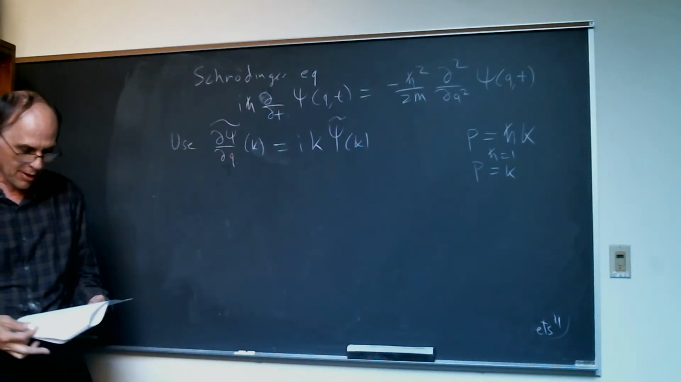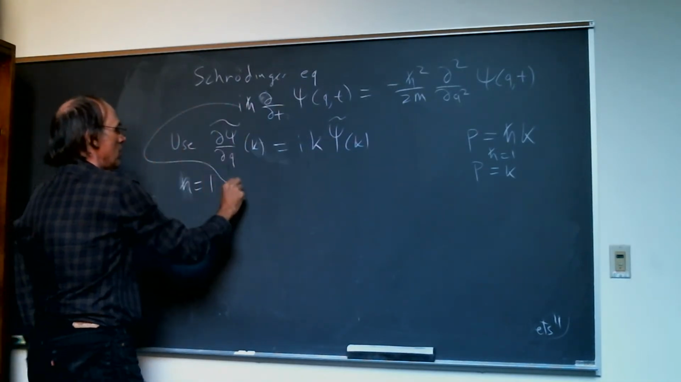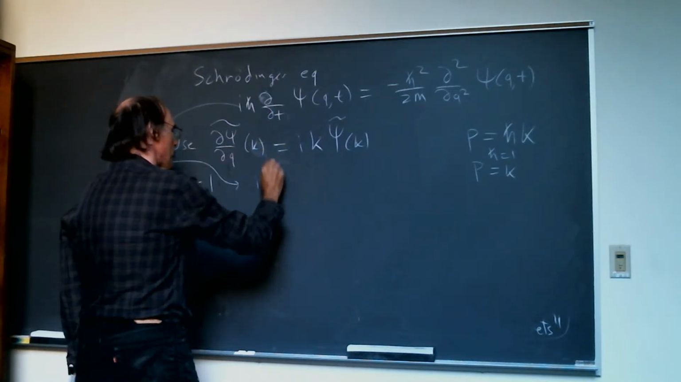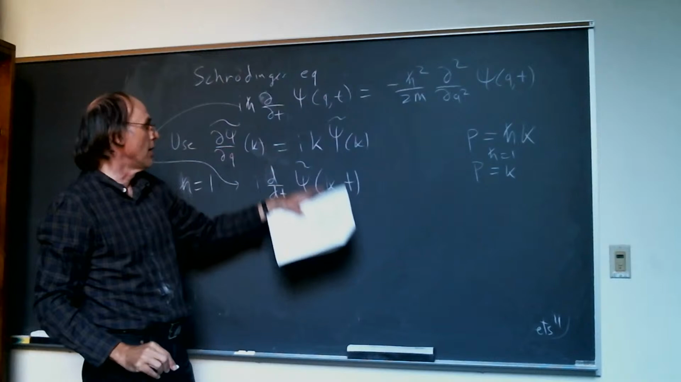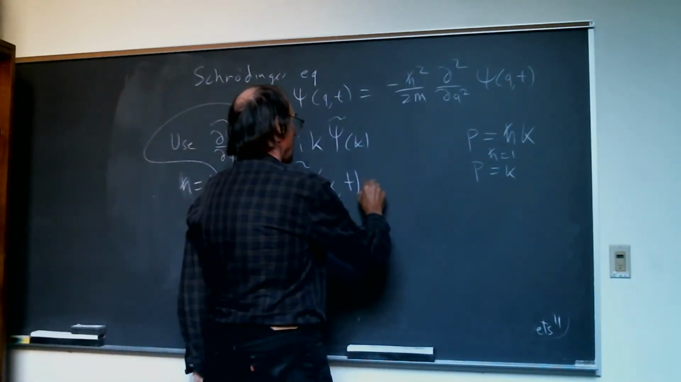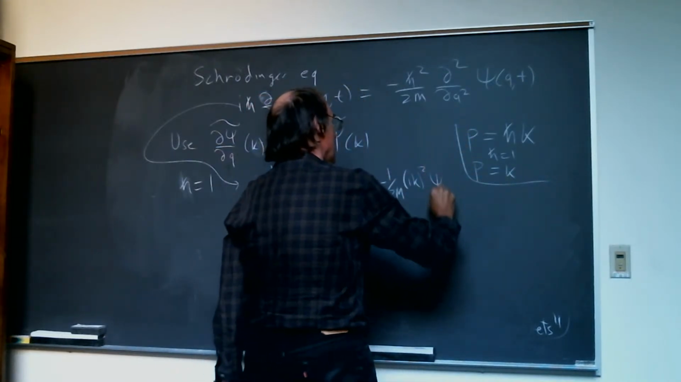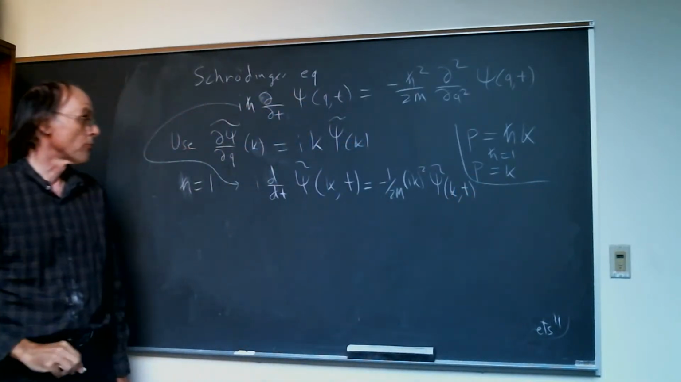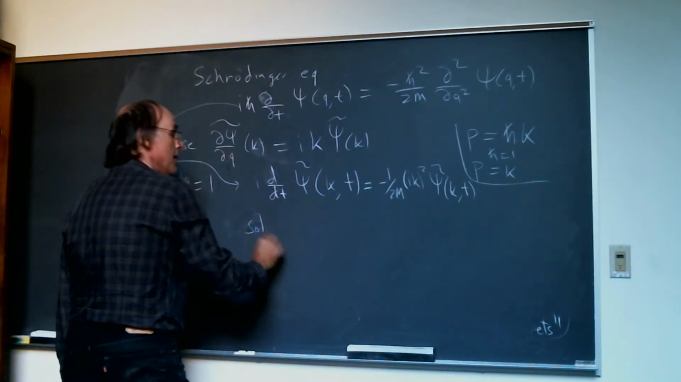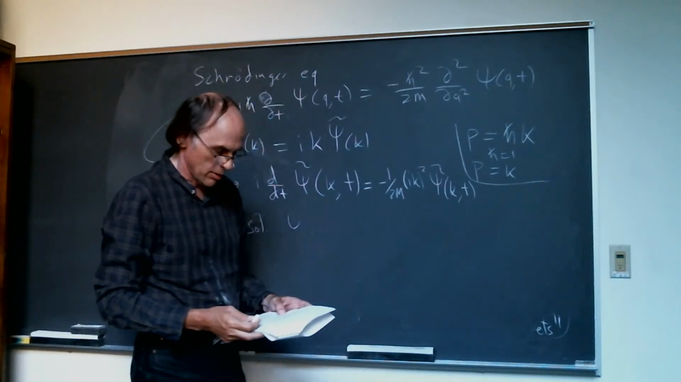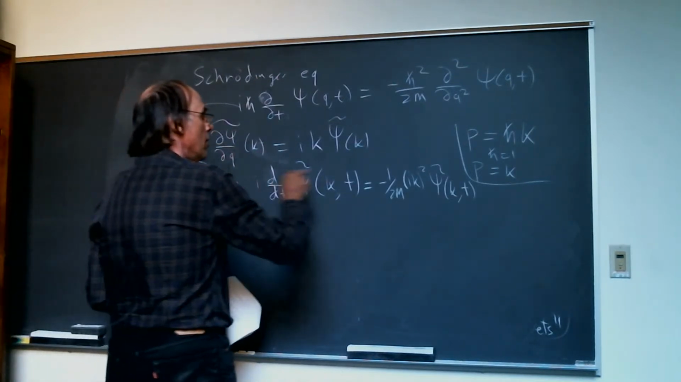So what you find then is, I better set h bar equal to 1, this guy becomes i d/dt of psi tilde of k and t. The t is just going along for the ride, but I Fourier transform in the q variable, and this is minus 1 over 2m times ik squared, times psi tilde of k. And this equation you know how to solve. Did I do this right? Yeah, there's an i over here, so this is right.